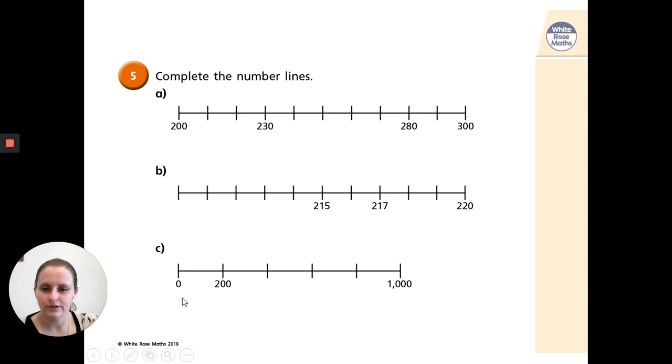And finally on question 5, 5C. So we've got 1, 2, 3, 4, 5 increments this time, going up to 1,000. Our first one is 200. So I think we've got fewer increments, so we need to work out it's not going to be going up in hundreds. We can see what it might be going up in. Have a look at that last one on this page.